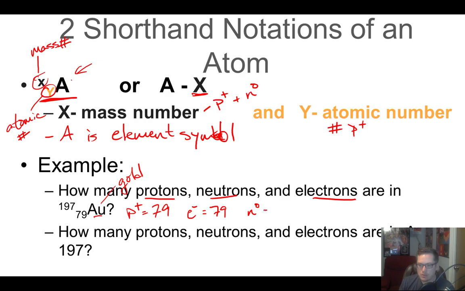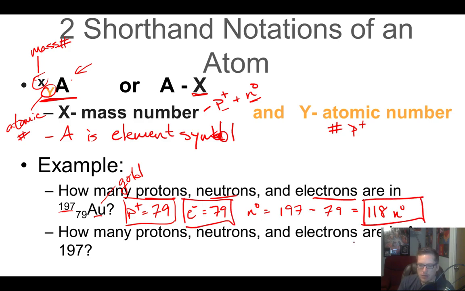Neutrons require a little bit of math. We know that the mass number is equal to the number of protons plus the number of neutrons. So what we need to do to find the number of neutrons is take 197, which is the mass number, and subtract out the number of protons, and that'll give us the number of neutrons. So we take 197 minus 79, we get 118. So there are 118 neutrons in this specific atom of gold. So there's the number of protons, there's the number of electrons, and this is the number of neutrons.